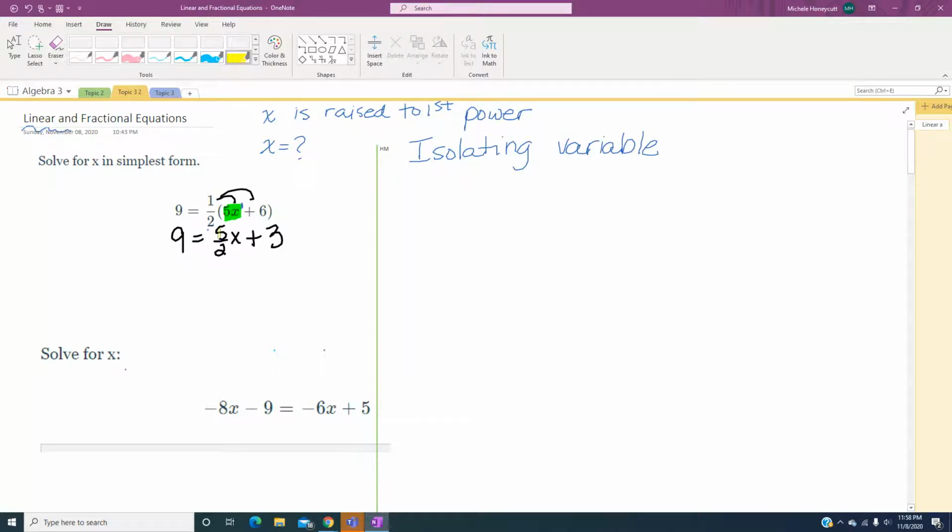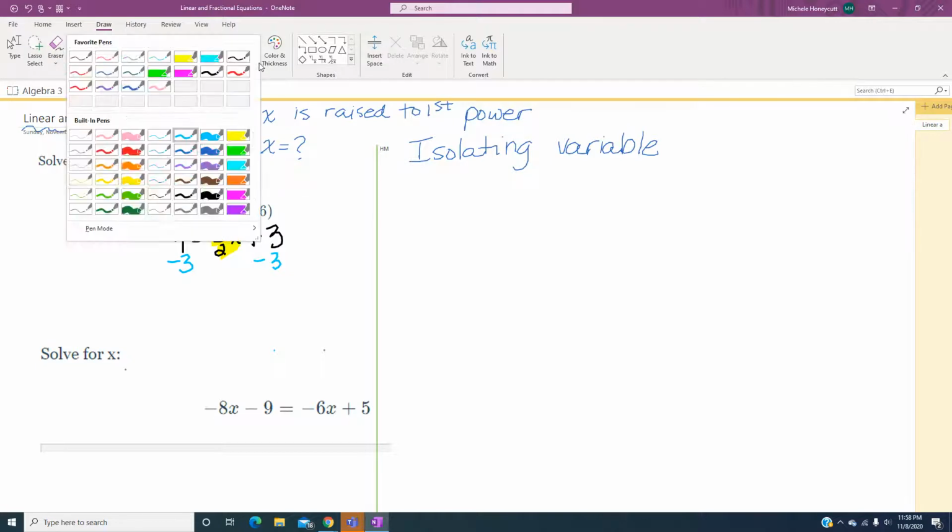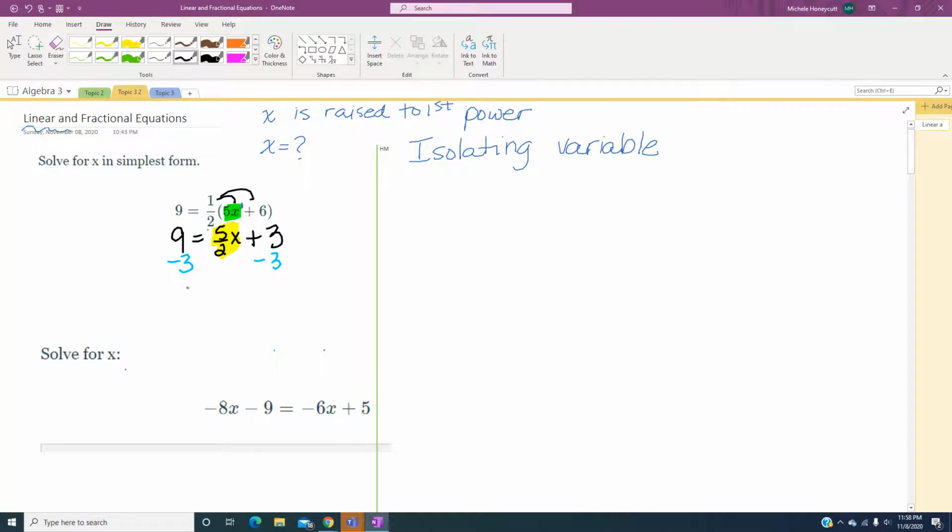I see that my variable is 5/2 x, so I want to try to get the 5/2 by itself. So I'm going to subtract the 3 on both sides. 9 minus 3 is 6, equals 5 over 2 times x, or 5/2 x. Now, if I don't like that fraction, I can see that the 5 is being divided by 2. So I can multiply both sides by 2.